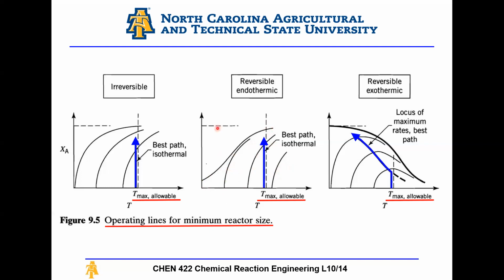So similar to the previous point, similar to the figure on the left-hand side here, I want to always operate at my maximum allowable temperature. Because at the maximum allowable temperature, I'll have the maximum possible reaction rate, the maximum possible conversion, and therefore it will allow me to effectively design my reactor. So let's just revisit these two. For an irreversible reaction and for a reversible endothermic reaction, you want to operate at the highest possible temperature you can operate at.